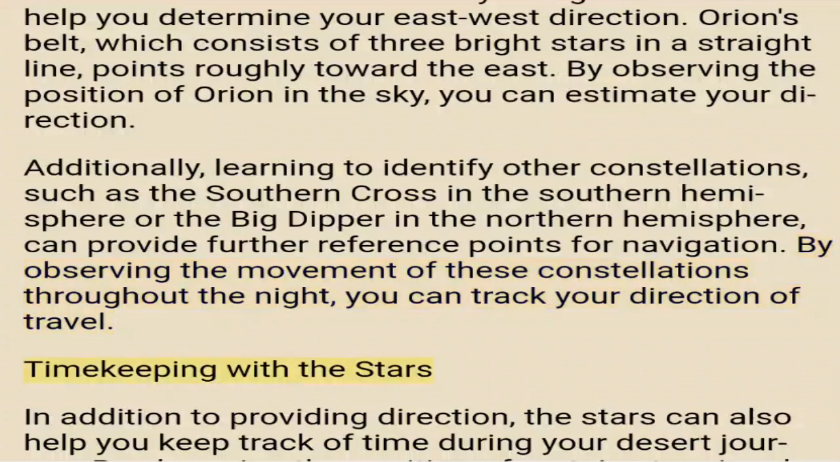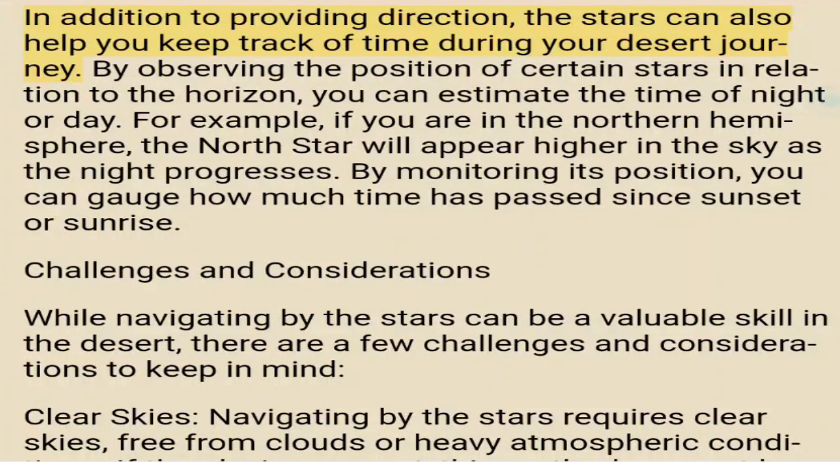Timekeeping with the stars. In addition to providing direction, the stars can also help you keep track of time during your desert journey. By observing the position of certain stars in relation to the horizon, you can estimate the time of night or day. For example, if you are in the Northern Hemisphere, the North Star will appear higher in the sky as the night progresses. By monitoring its position, you can gauge how much time has passed since sunset or sunrise.